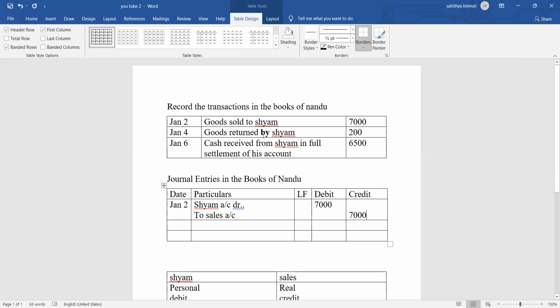In case you want one more hint, if you observe the previous transaction on January 2nd, we sold goods to Sham.